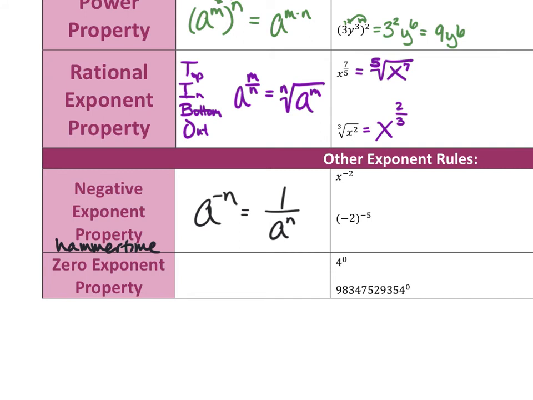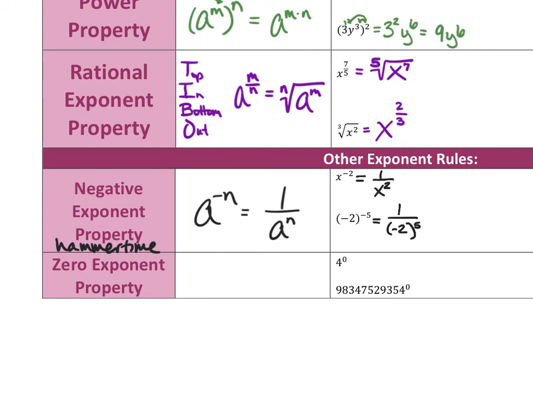So if I wanted to simplify x to the negative 2 power, I would say hammer time and hammer that down to the bottom so that it's positive and put a little placeholder there. Same thing with negative 2 to the negative 5th power. I'm going to take that negative 2 because that's the base. Don't change the base, ever. I'm going to plop it down into the denominator, and I'm going to change my power to be positive. Hammer time. Just changing the exponent only from negative to positive.